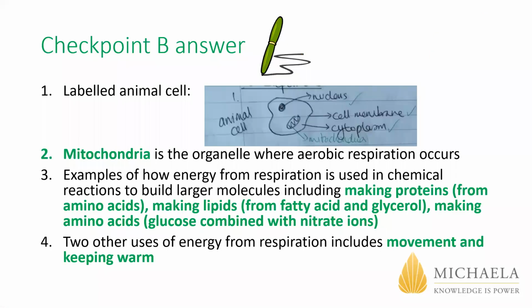Okay, these are your answers for checkpoint B. Make sure you have your green pen and you're marking all the different answers for checkpoint B. Question 3 was slightly difficult, but you should have given one of the 3 examples that I gave, such as making proteins from amino acids, making lipids from fatty acids and glycerol, and making amino acids when glucose is combined with nitrate ions in plants.